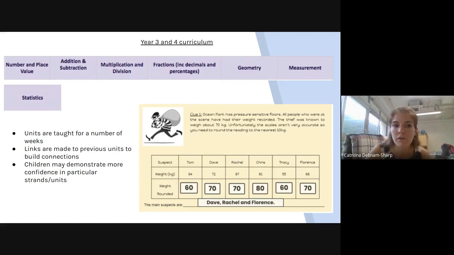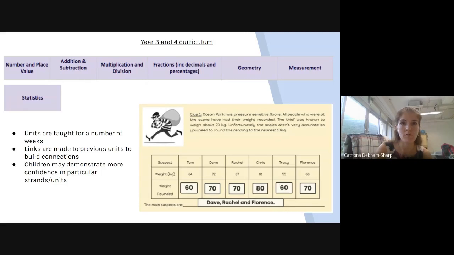The units are taught for a number of weeks. Some units are longer than others, and links are made to previous units to build connections. Children may demonstrate more confidence in particular strands and units, and that's completely normal. Here's just an example of the kind of activity you might expect, and this is from Year 4. It's a rounding activity, and the children have been asked to round up these numbers here, and then recognizing that they are able to round to the nearest 10.